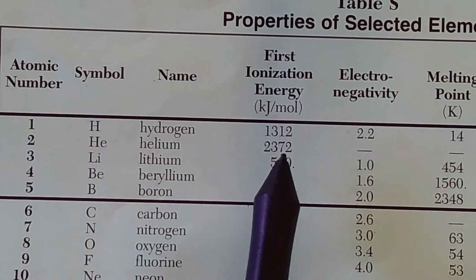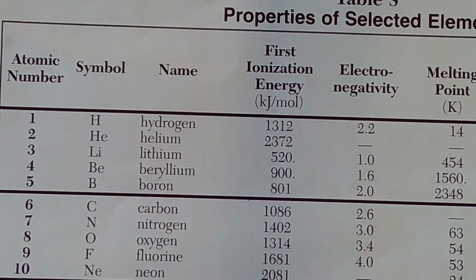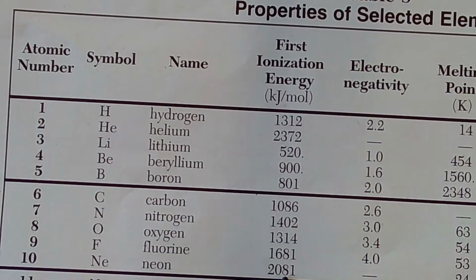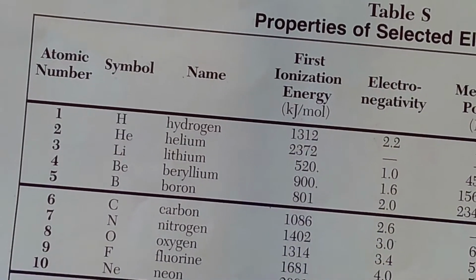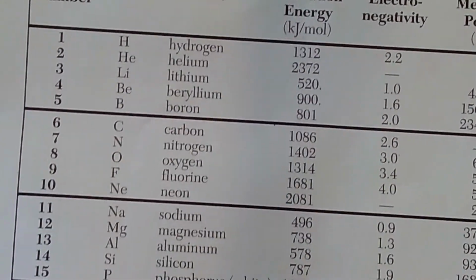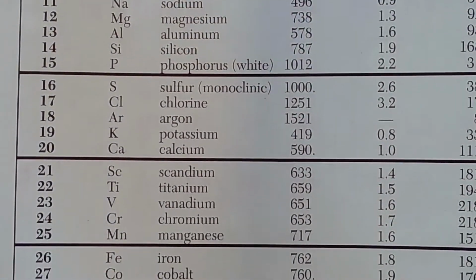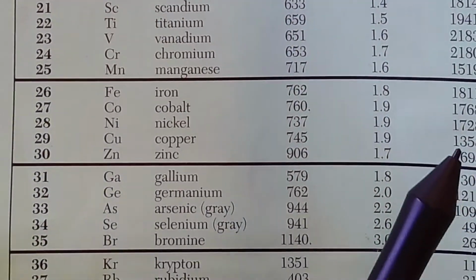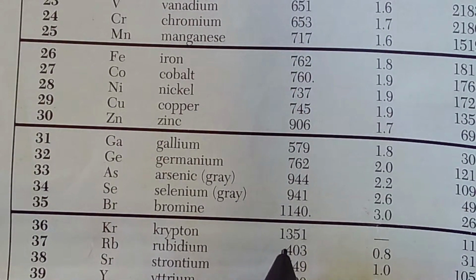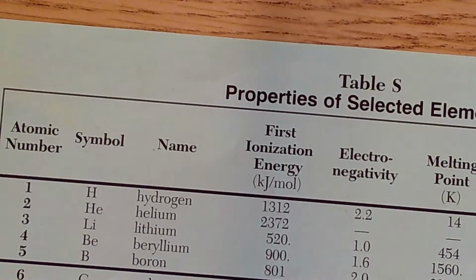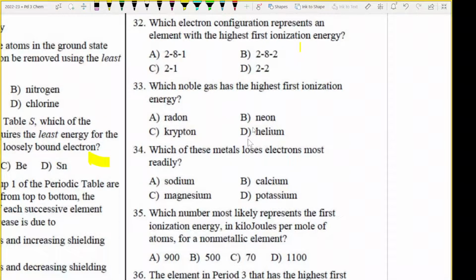Helium is 2372, and then we'll look at neon, which is the next one down, and its ionization energy is 2081. So that's 2300 versus 2081. And then if you keep following down to the next noble gas, you'll see that when we go down to the bromine, there's krypton 1351. So far lower than 2300. All right, I think that answers that question, that helium has the highest ionization energy.